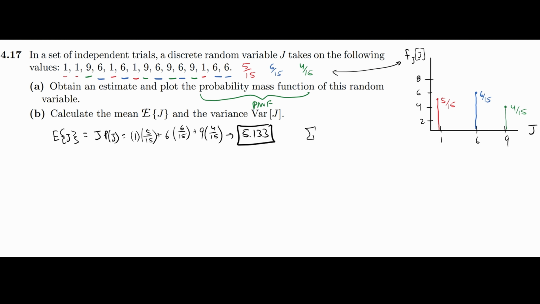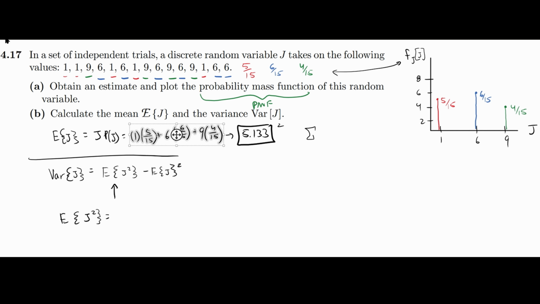Then we are going to have our E[J squared]. And now we will calculate the variance. So the Var of J is going to be equal to E[J squared] minus E[J], and to make things equal, we're going to square this as well. To calculate E[J squared], it's going to be the same thing that we have up here, essentially. So we can copy this and paste it right here.